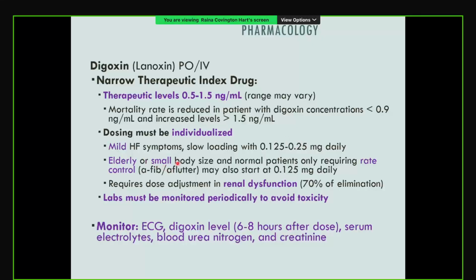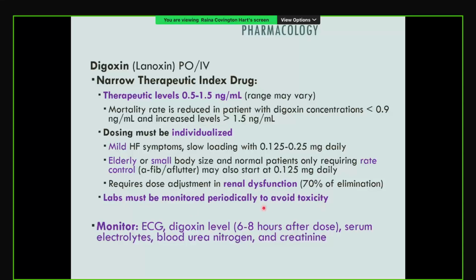So elderly or small, right? And I just need rate control. You're just helping me with my symptoms. Then I am still starting low and going slow because that person is probably very sensitive, right? They have a small body or they're old and they probably don't have great renal function. Both things could be an issue for me because my dig has nowhere to go. And now you gave me a bigger dose and now you've caused me to have dig toxicity, okay? Renal dysfunction, I told you already, we have to dose adjust for that.